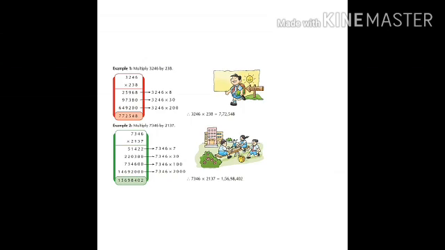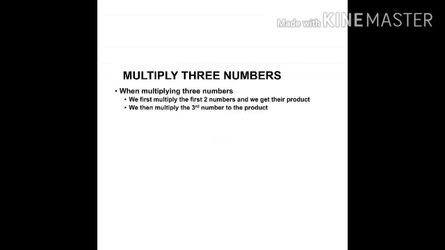In our next example, multiply 7,346 by 2,137. We will first multiply with the digit at ones place, so it is 7. Then we will multiply by 3, then by 1 and then by 2. Now multiplying 3 numbers.